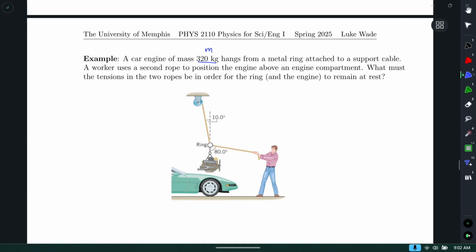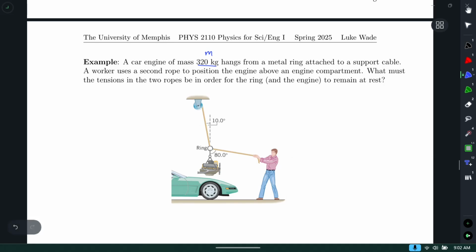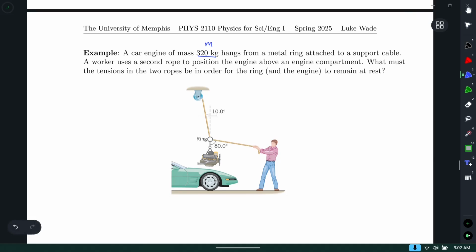If you see kilograms, you know it's mass, not weight. If you see newtons, it's weight. The engine hangs from a metal ring attached to a support cable. A worker uses a second rope to position the engine above an engine compartment. What must the tensions in the two ropes be in order for the ring and engine to remain at rest?